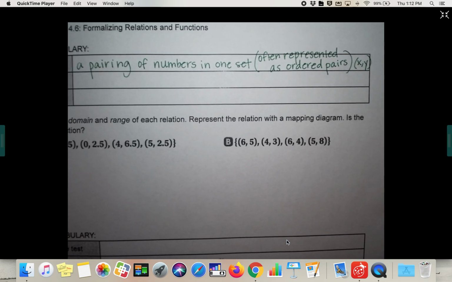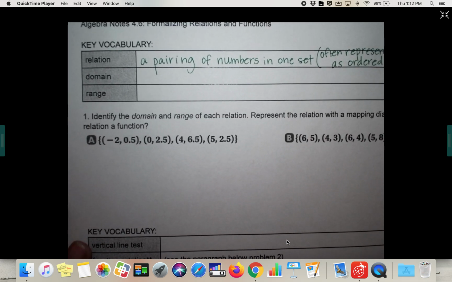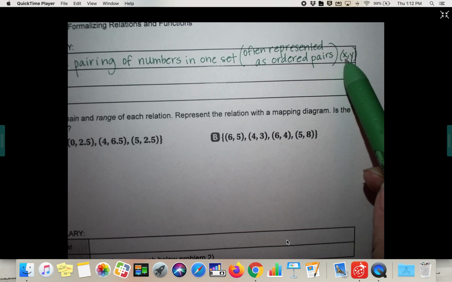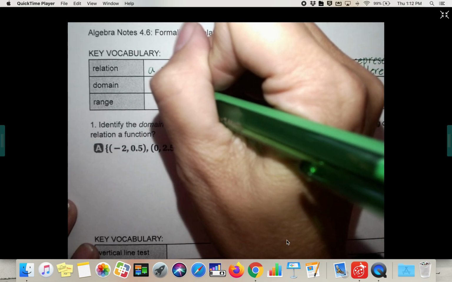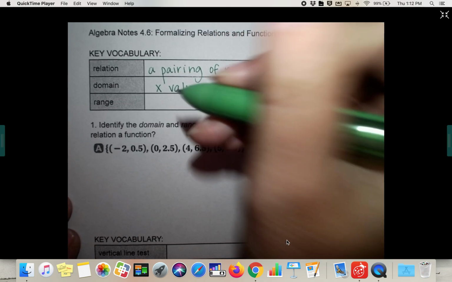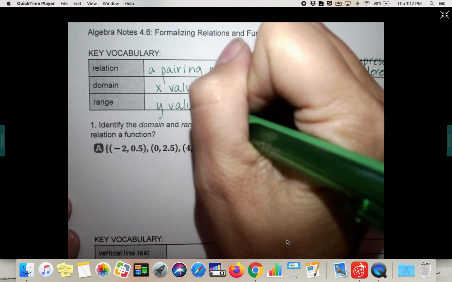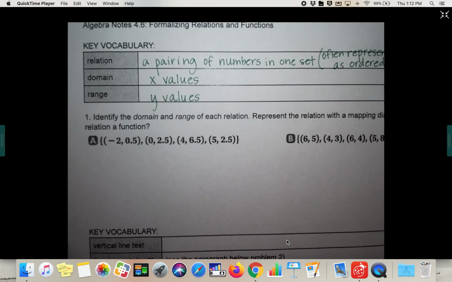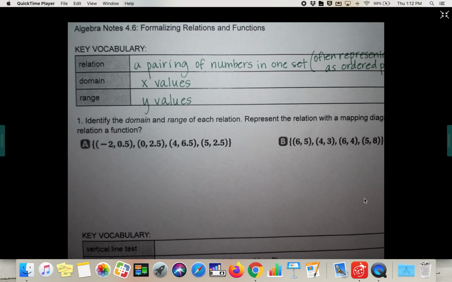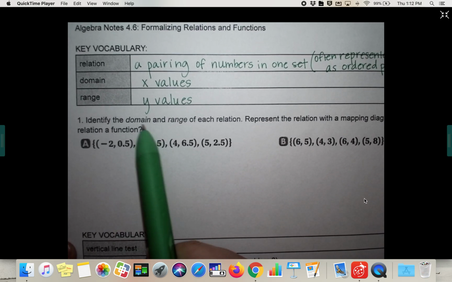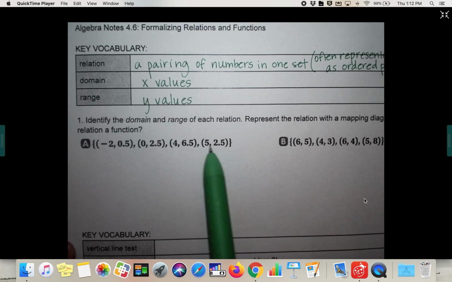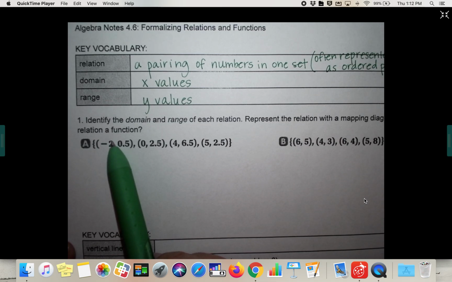like x comma y. Okay, and then the domain would be, in these ordered pairs, the x values. So the domain always represents your x values, and then the range represents your y values. So we'll do some of those down here in our lesson today. Number 1 says, identify the domain and the range. So again, the domain is the x values. So this is x, y, x, y, x, y, x, y. So all the x values would be the domain.